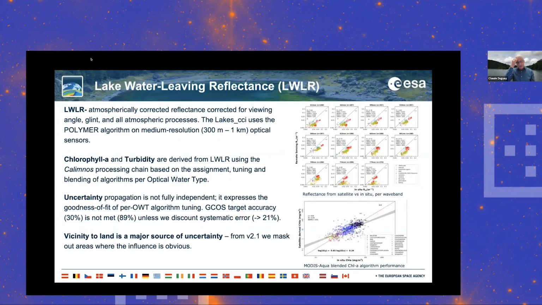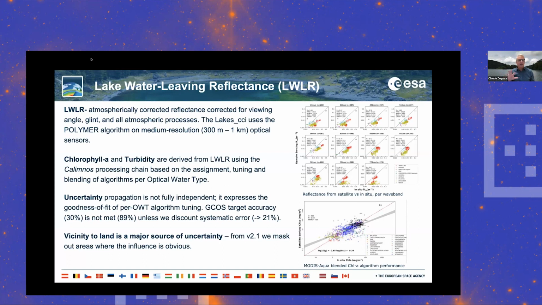Another product is the lake water leaving reflectance. As the term says, it's the leaving reflectance from water. And from this, what is derived is the chlorophyll-a and turbidity of the lake. And of course, as with all the other variables, uncertainty measurements are provided for the different versions of the product we've been developing.